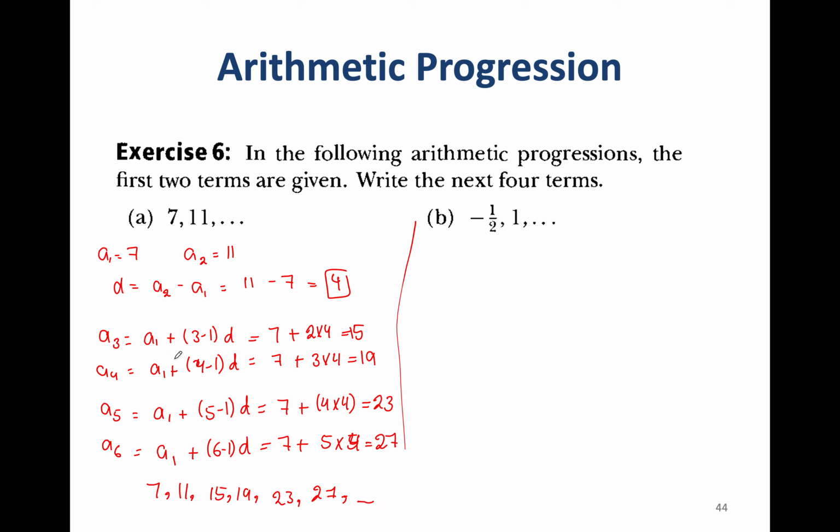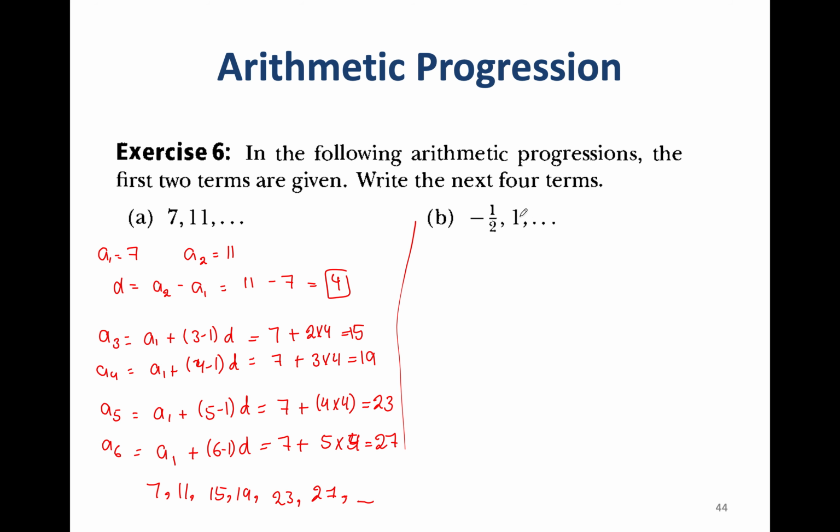Is this the only way of finding the next four terms? No, we can have it easier by adding 4 to the term every single time. So here we can add just 4 to 11 and we get 15. 15 plus 4 is 19. 19 plus 4 is 23. 23 plus 4 is 27, and so on.